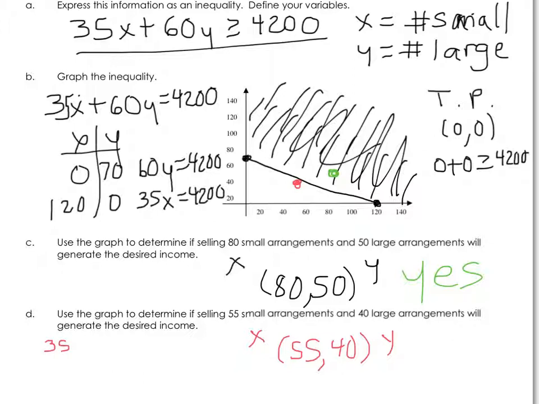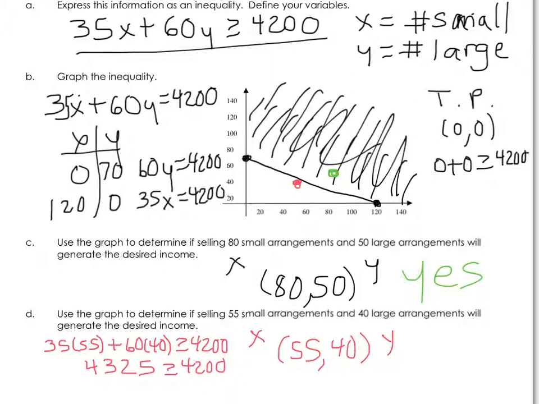35 times x, and x is 55, plus 60 times y, and y is 40. Is that greater than or equal to 4,200? 35 times 55 plus 60 times 40. Oh, that's actually 4,325. That is greater than or equal to 4,200.